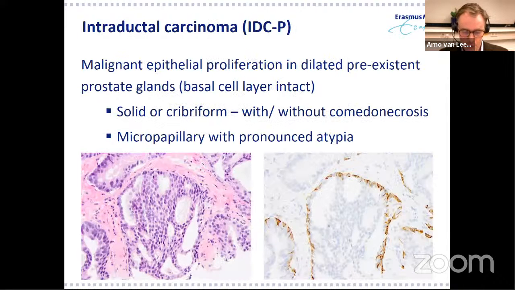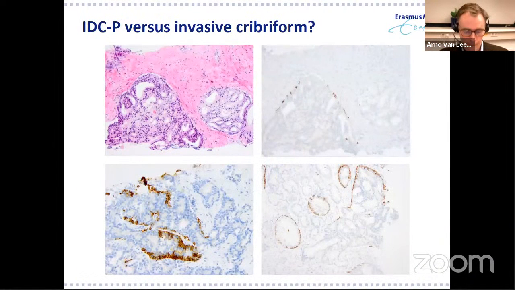Intraductal carcinoma of the prostate is defined as a malignant epithelial proliferation in the distended pre-existent prostate glands with a basal cell layer. It can have a cribriform or solid architecture, either with or without comedonecrosis. Furthermore, PIN-like structures with extreme nuclear atypia are also considered as intraductal carcinoma.